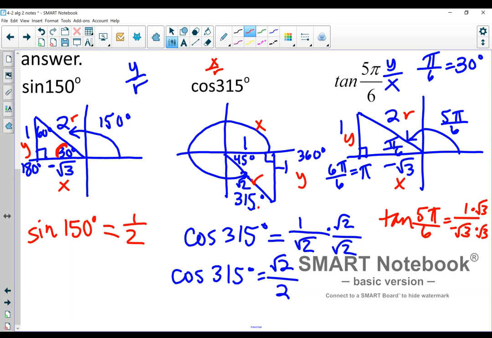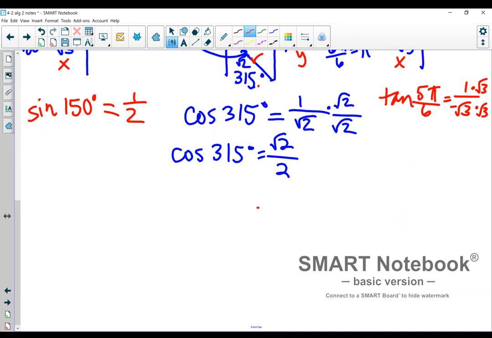And so my tangent of 5 pi over 6 is going to equal, I don't really want my negative in my denominator, I want it out level here, negative square root of 3 over 3, because I had to rationalize that.